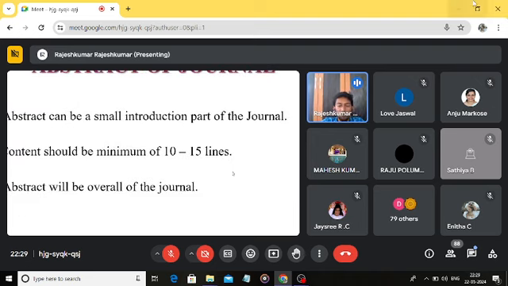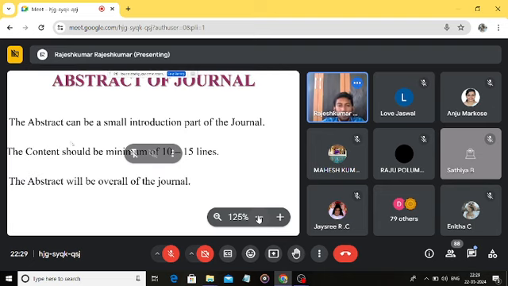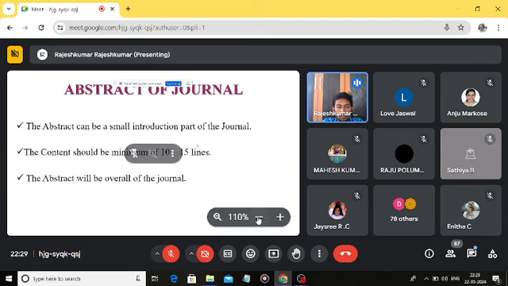And the abstract. I previously said something about the abstract. What is the abstract and why do we use it? The abstract is a small introduction part of the journal. It shows that we have prepared the introduction, scope, objectives, limitations, statement of the problem, review of literature, findings, suggestions, conclusions, references, and graphical analysis of the paper. We have to give 10 to 15 lines for a paper of about 7 pages. The content should also be about 15 lines.